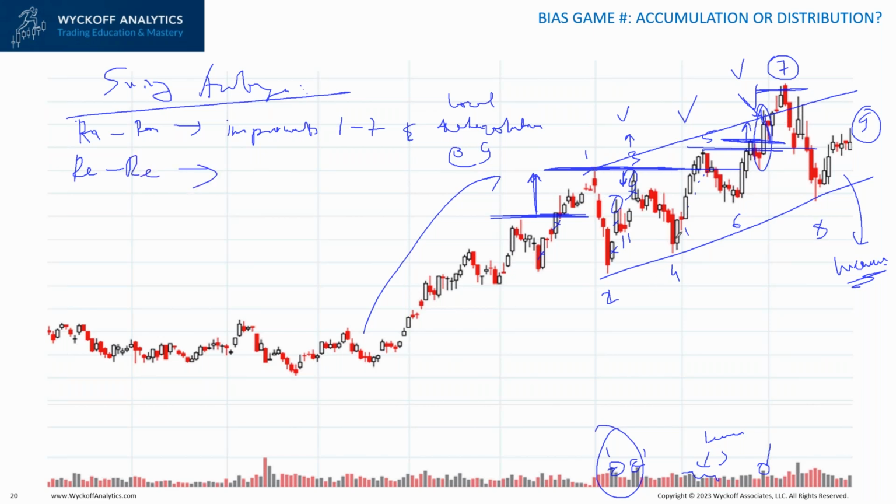Okay, now let's compare reaction to reaction. Let's compare 2 to 4. What is more aggressive? I'd say 2. Okay, 4 or 6? 4 for sure. 6 or 8? 8 for sure. 8 or 4?